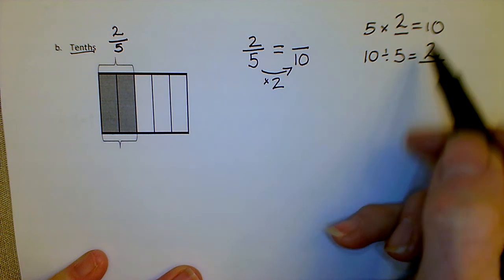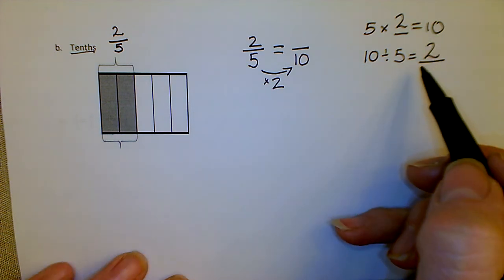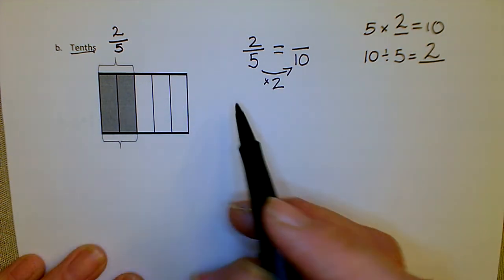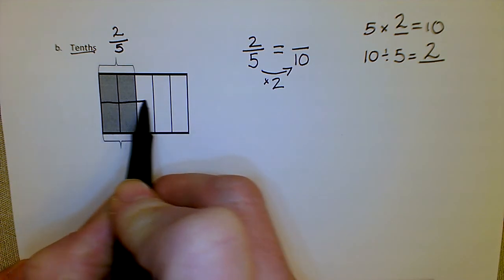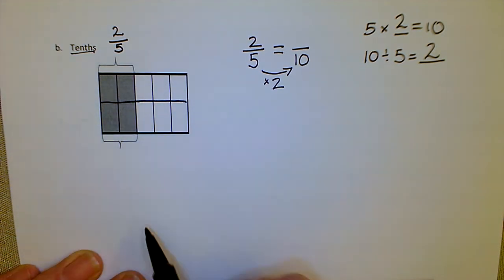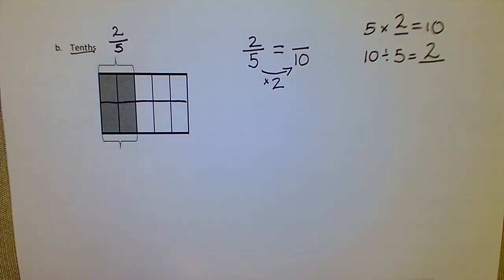So now, since I see that it's 2, that's telling me that I have to cut each one of these up into 2 pieces. I have to divide them in half. So I'm going to go ahead and do that by drawing this line across. So now I've cut each one of these up into 2 pieces. I've made them into smaller pieces.